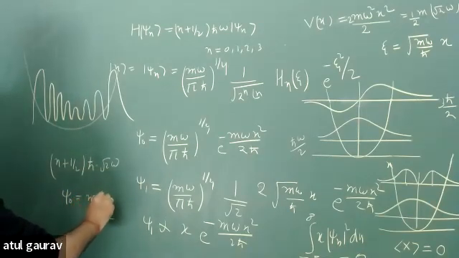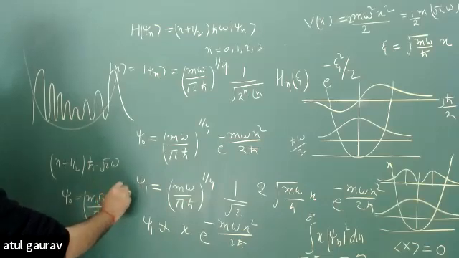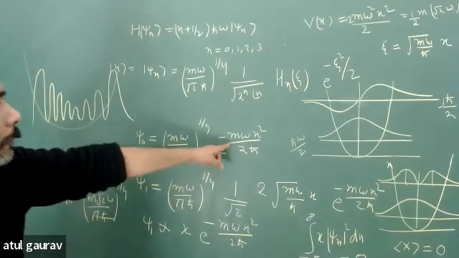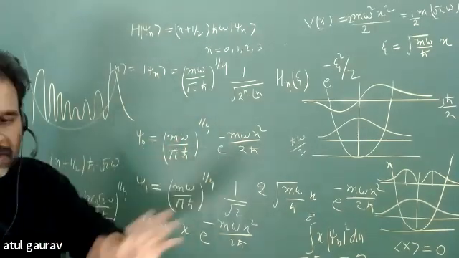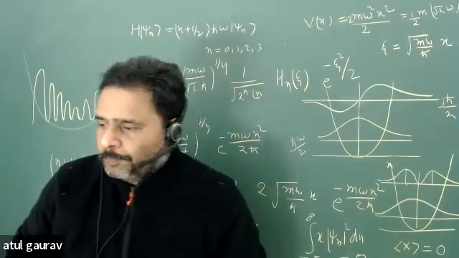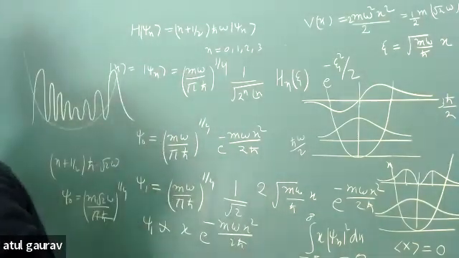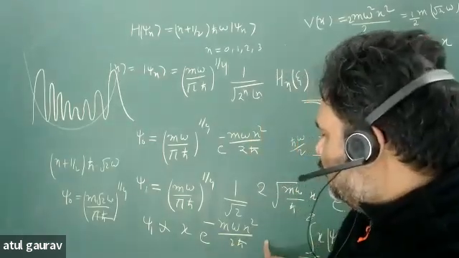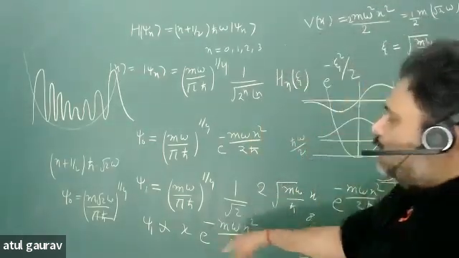(mω/πħ)^(1/4). This is the normalization constant. And similarly, you can put it here. So everything is going to change. So this thing you have to always keep in mind. And what will be the expectation value of x in a ground state? Sorry, in each energy eigenstate?